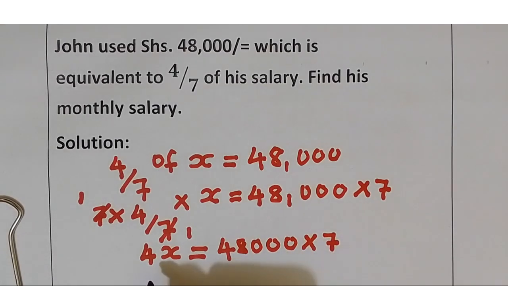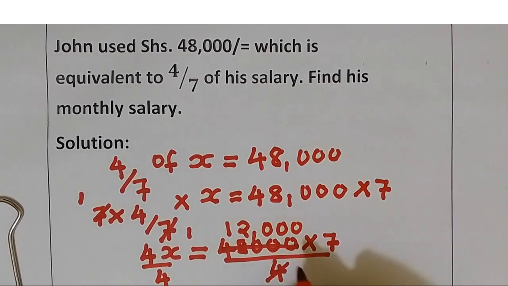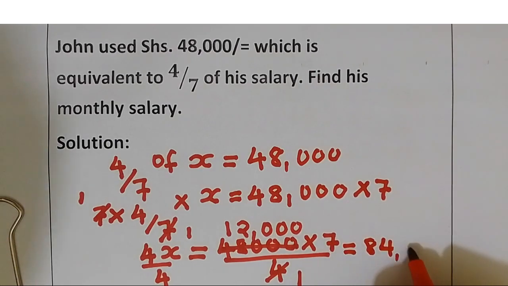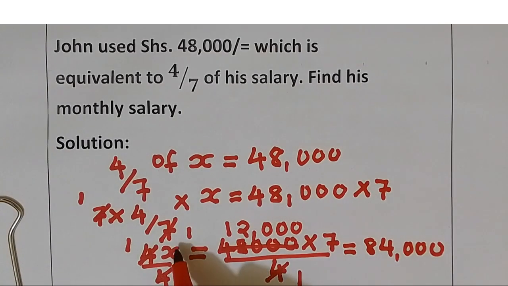Then we are going to divide by 4 both sides. We divide by 4. We divide by 4. By 4, 1. By 4, we get 12,000. 12 multiplied by 7, we get, this is equal to 84,000. But we let X as monthly salary, so the monthly salary is equal to 84,000.